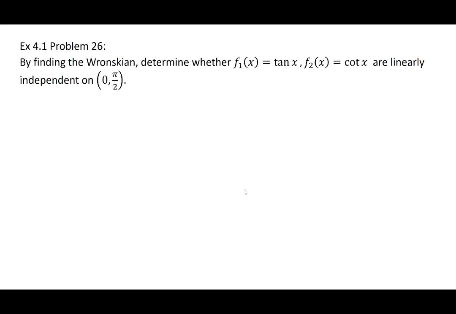All right. The next one. Let's look at tangent x and cotangent x. And the interval happens to be the open interval 0 to pi halves.